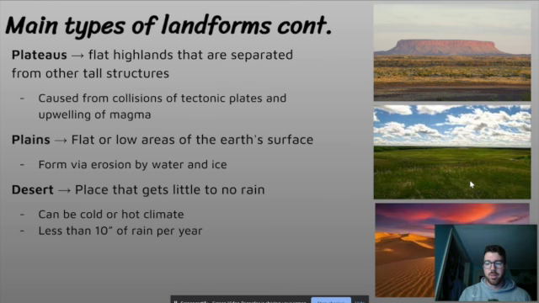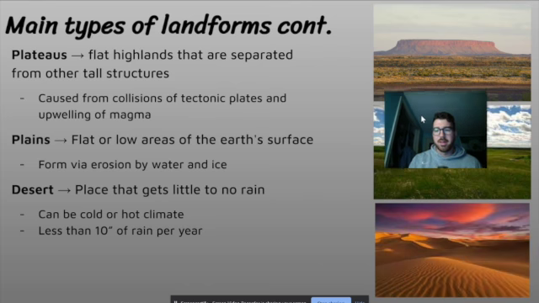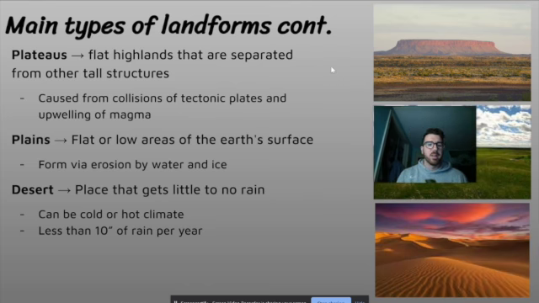And finally, another one that you might not expect to be a landform. We have deserts. A desert is just a place that gets little to no rain. Deserts can be hot, like the image below, that's the Sahara Desert, or deserts can be very cold, like Antarctica. The defining factor of a desert is that it has to get less than 10 inches of precipitation per year. So very, very little precipitation.